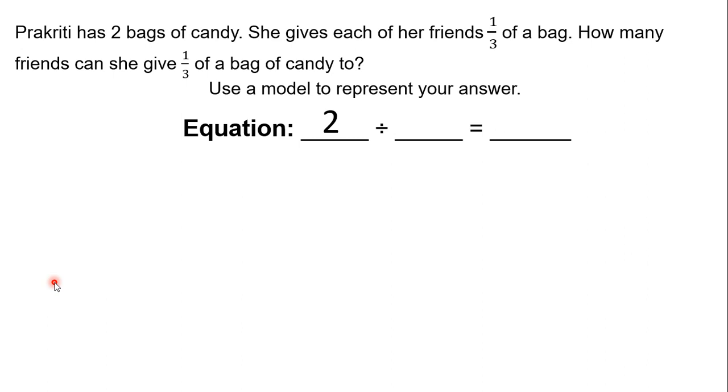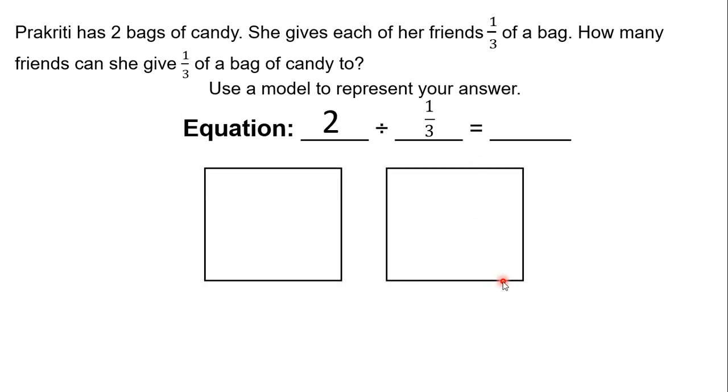Now we're going to see how much each friend is going to get. Well, Prakriti is going to give one third of a bag to each friend. So our divisor is going to be one third. There are two bags of candy, and each friend is getting one third of a bag. So let's use a model to represent our answer.